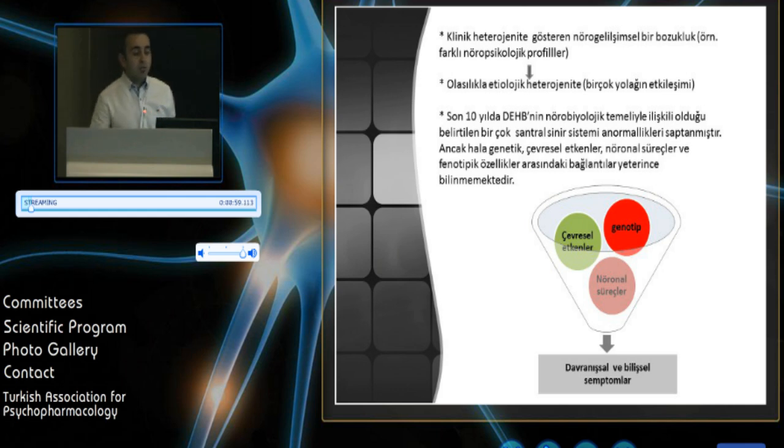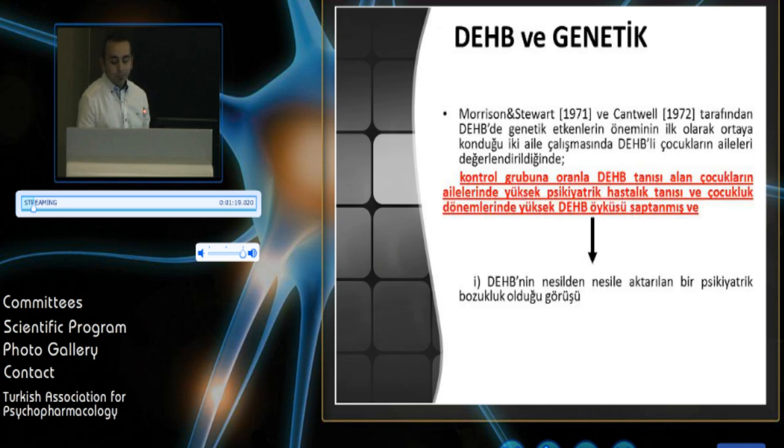And in the last couple of years, many different disciplinary areas and trials carried out in those areas show that there are central nervous system abnormalities. However, genetics, environmental factors, neuronal processes, and their clinical reflections, like phenotypical links between different components, are not known well enough.